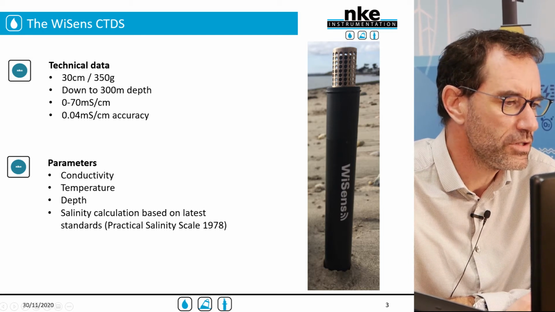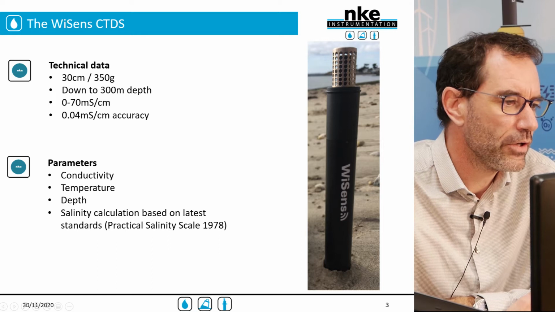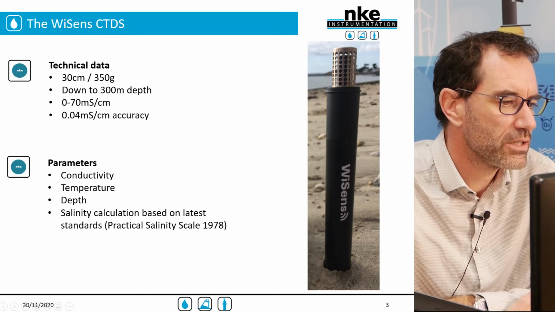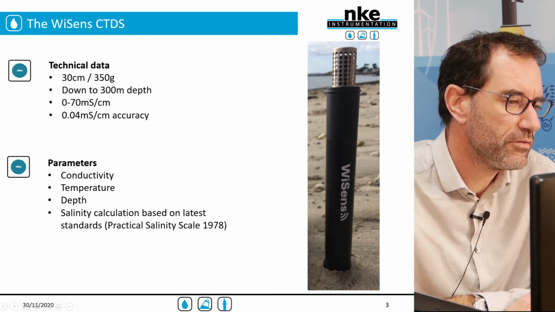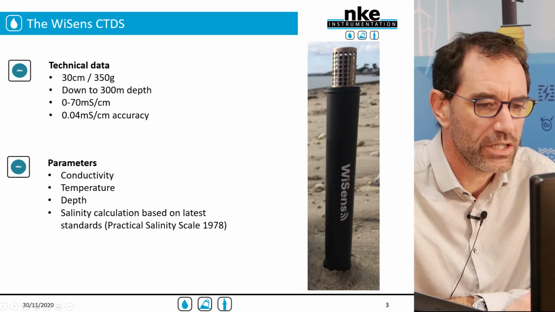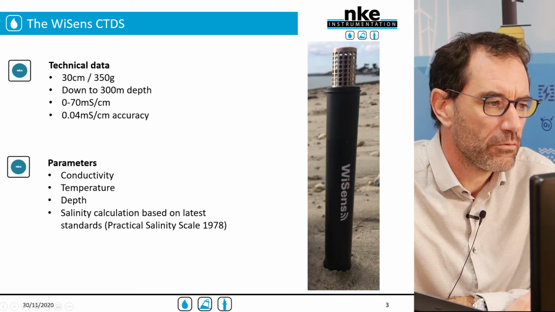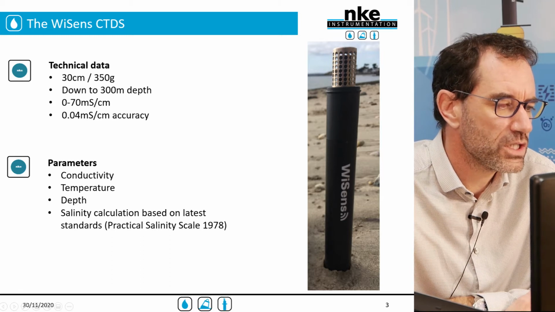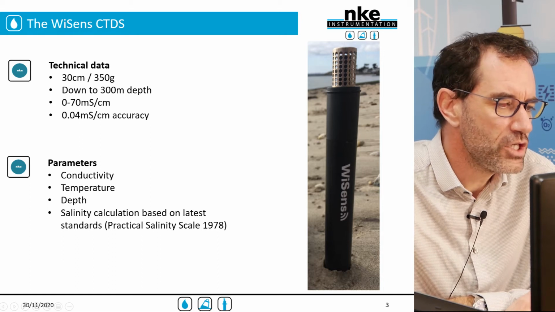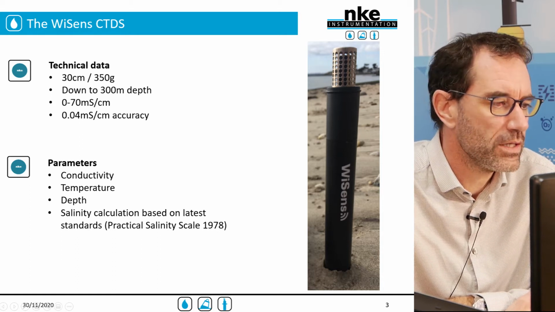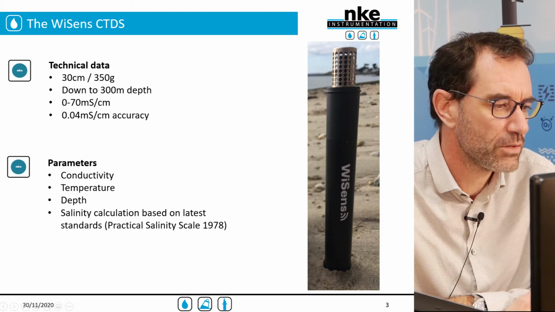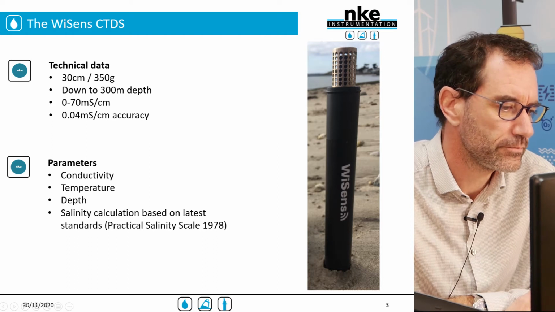Some technical data first. The datalogger is a small datalogger, 30 centimeters long, 3 centimeters in diameter, 350 grams, and can be deployed down to 300-meter depths. Regarding the characteristics and performance of the WiSens CTD, the range of measurements is between 0 and 70 millisiemens per centimeter with an accuracy of 0.04 millisiemens per centimeter.